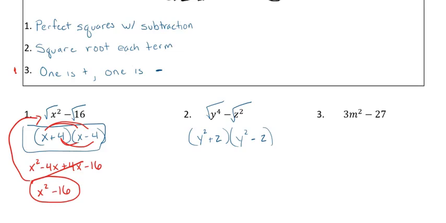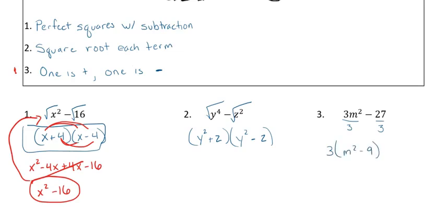Okay, now sometimes we have to put these two methods together. So 3m squared is not a perfect square because 3 is not a perfect square, and 27 is not a perfect square. But these two do have a GCF. I can divide both of these terms by 3. So when I do that, now I have 3 times m squared minus 9.